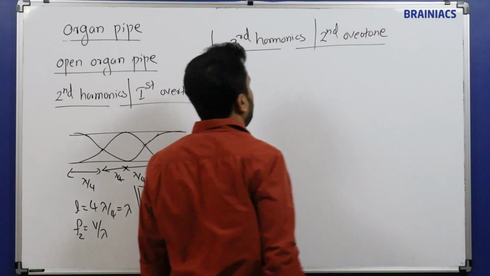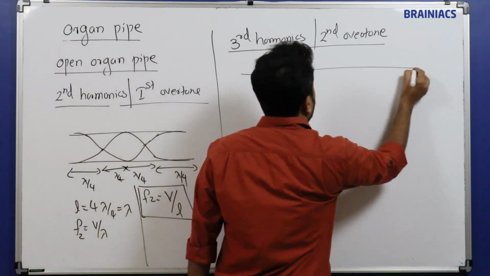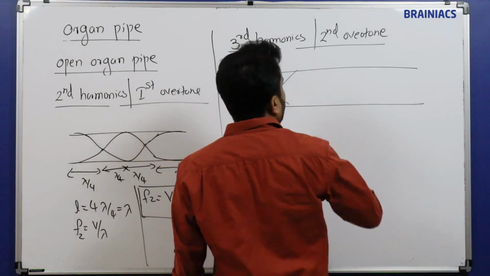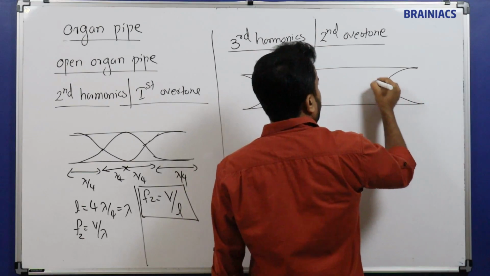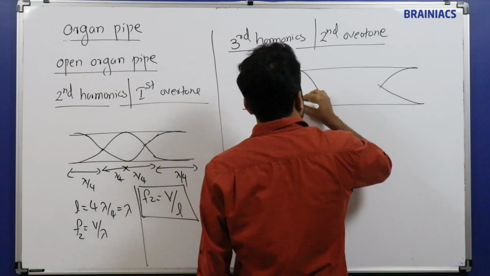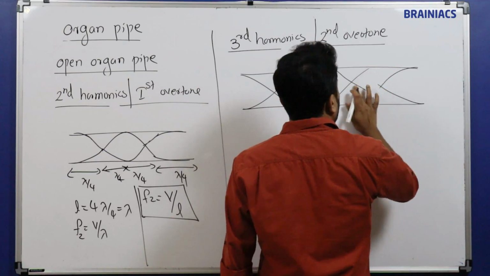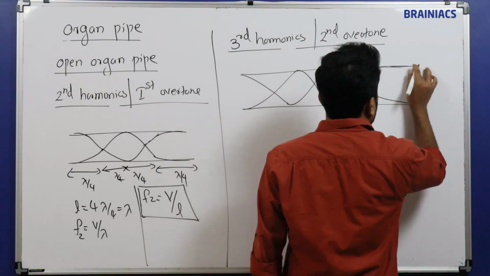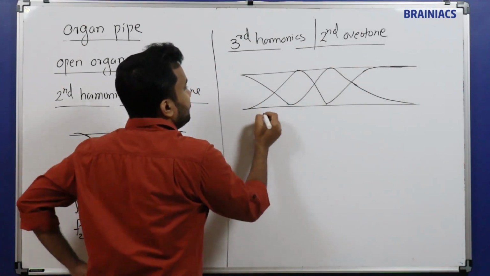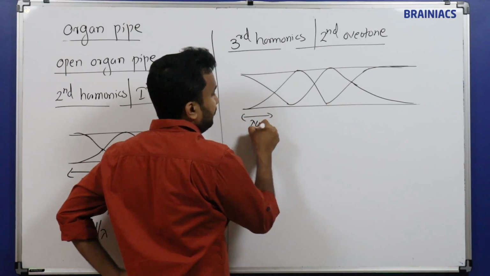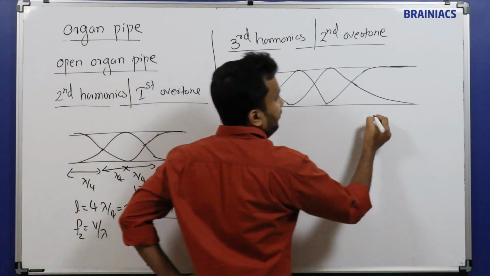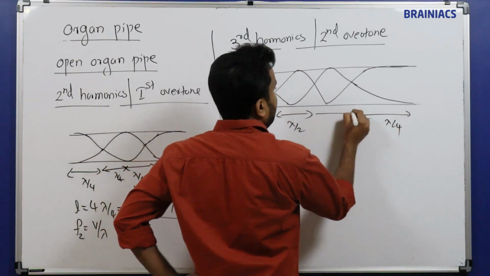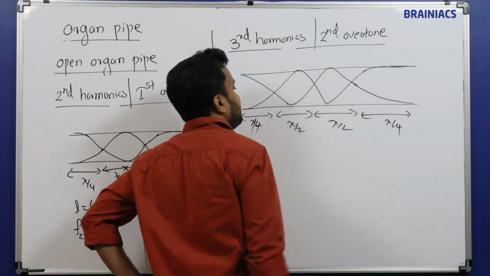So how will the third harmonic look? We'll draw the diagram for an open organ pipe. This side antinodes are clear, and this side also antinodes are clear. Then a wave form like this will form, and one more wave will form. Let me make the diagram clearer like this. So two pulses will come. How much is this piece length? This is λ/4, this is λ/4, this is λ/2, and this half pulse is λ/2.